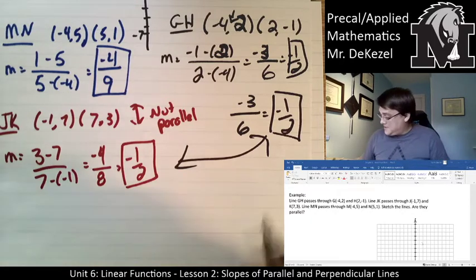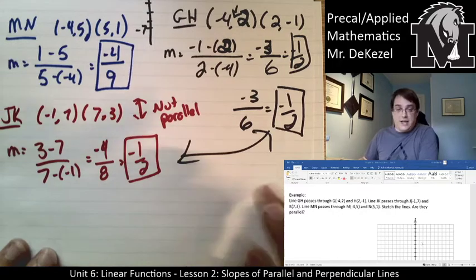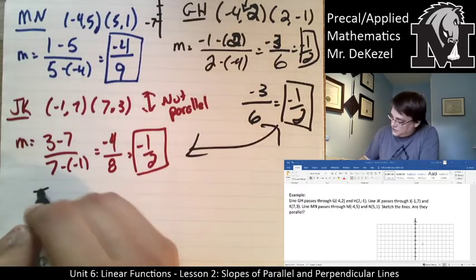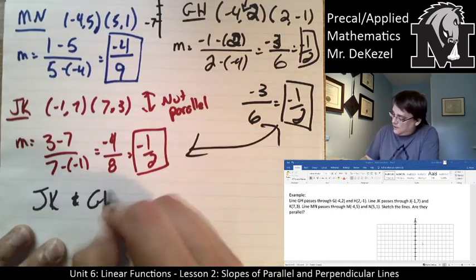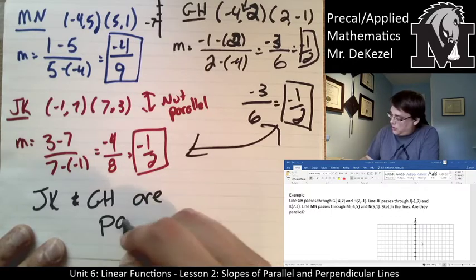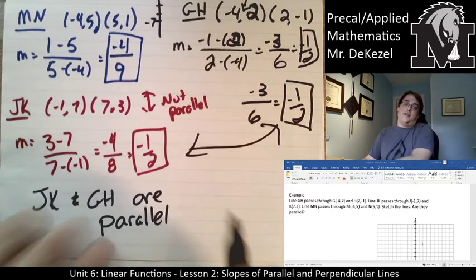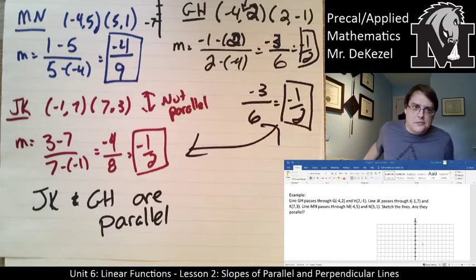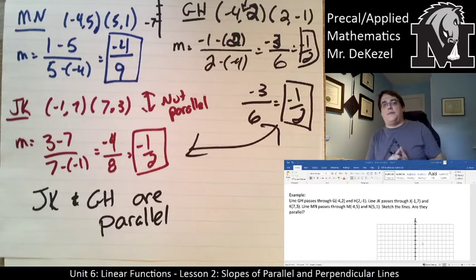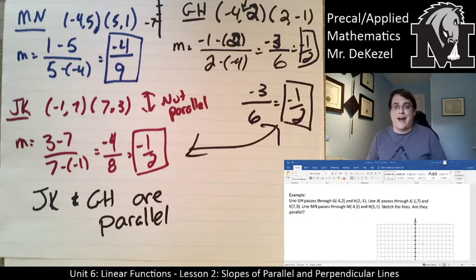But what this means is that JK and GH are parallel. So JK and GH are parallel lines. MN is nothing to them, not parallel or perpendicular. It is just a line with a different slope, and it will cross at some point, at some time off our graph. Let's go to the next problem.